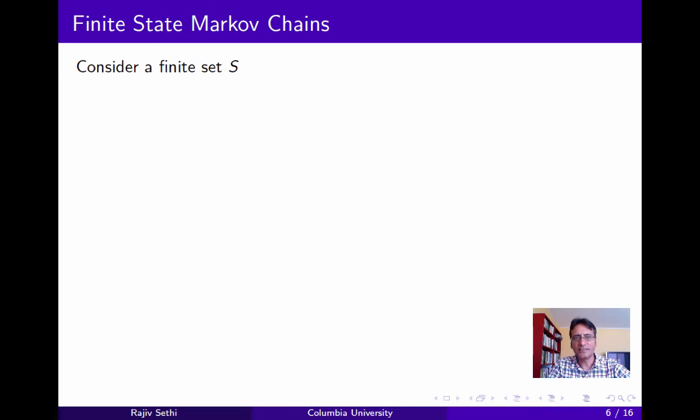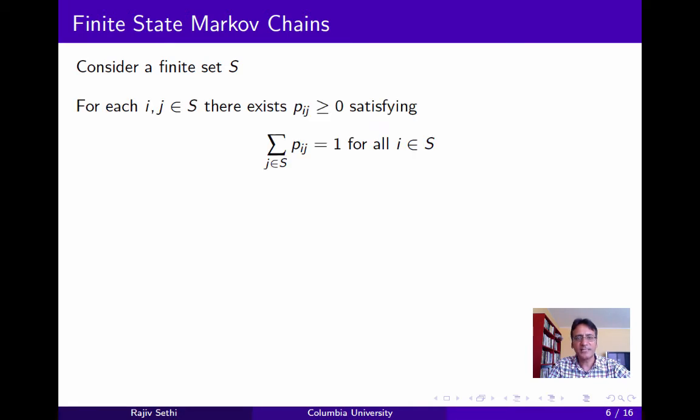Now we'll define finite state Markov chains. So consider a finite set S. This will be our set of states. For each pair of states i, j in S, there exists some non-negative number p_ij, which we'll interpret as a transition probability, giving us the likelihood of going to state j if one is initially at state i. And the sum of these transition probabilities across all states j must equal 1.